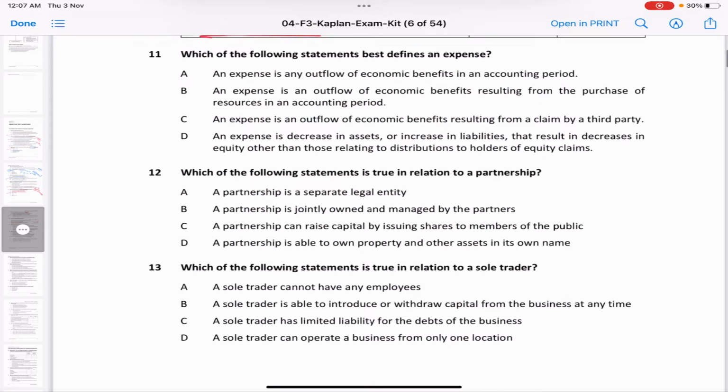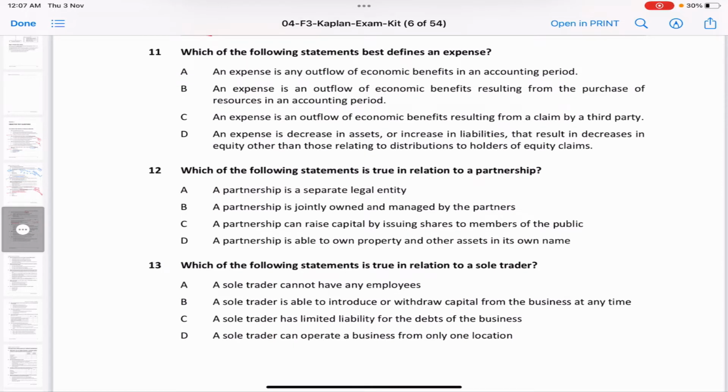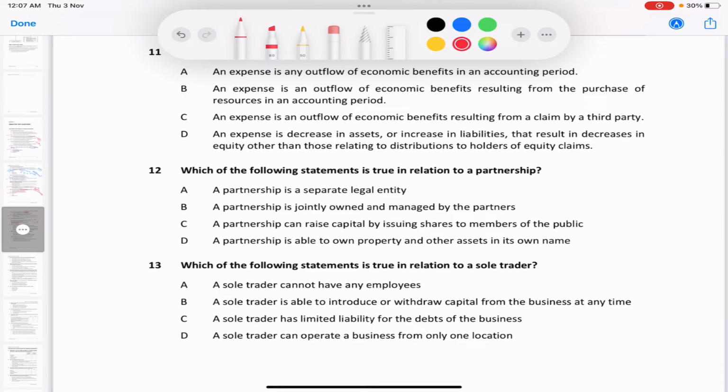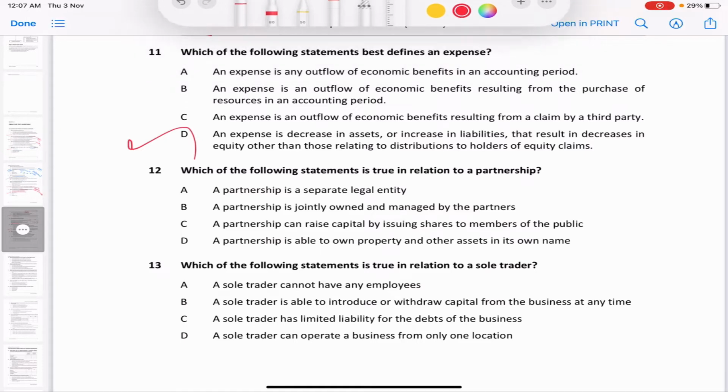right? Which of the following statements best defines an expense? Okay, which one is the definition of expense? Read it and tell me. D is the answer. Simple. No need to discuss this.